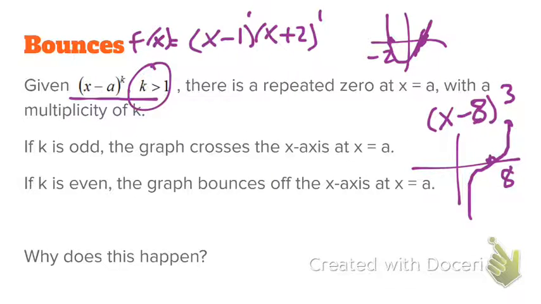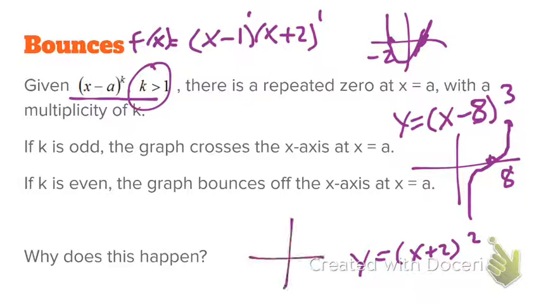Alright, if k is even, so let's say we had y equals x plus 2 squared. So here at negative 2, it's going to bounce off that negative 2. So if the multiplicity is even, it's going to bounce off the x-axis. Alright, let's look at why that happens right now.